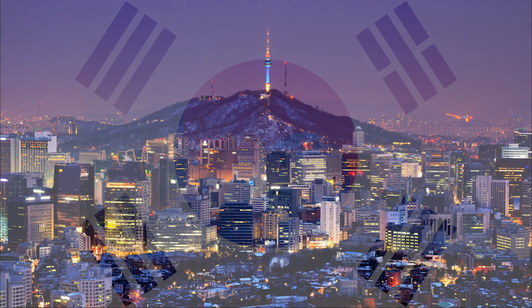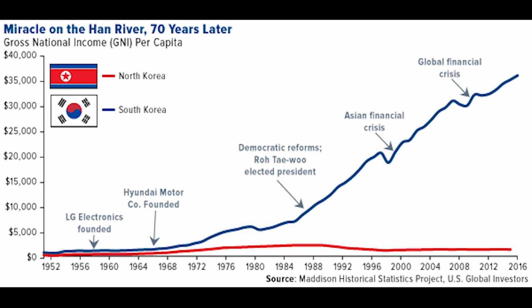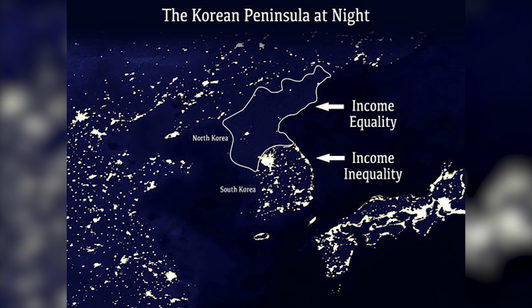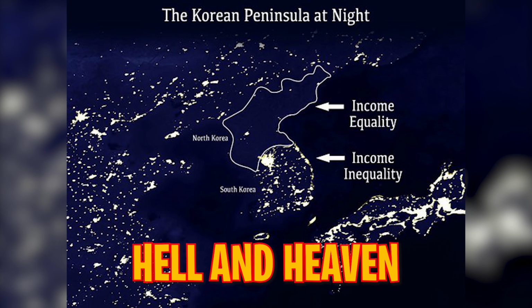South Korea, on the other hand, has become one of the most prosperous countries in the world and has developed into a democracy with a strong economy and vibrant culture. With the completely opposite lives across the borders, it can be termed as hell and heaven sharing a border.